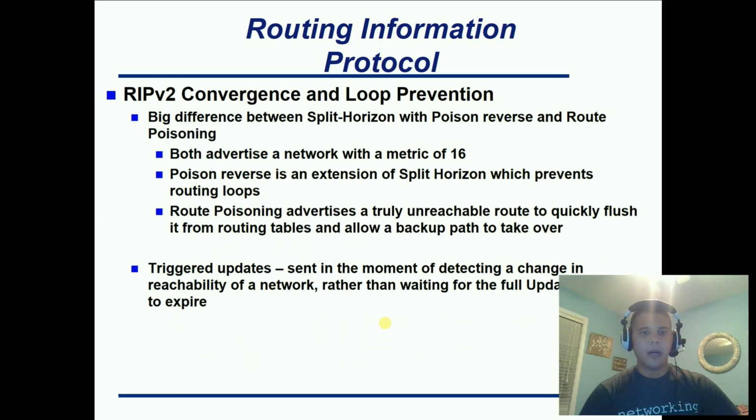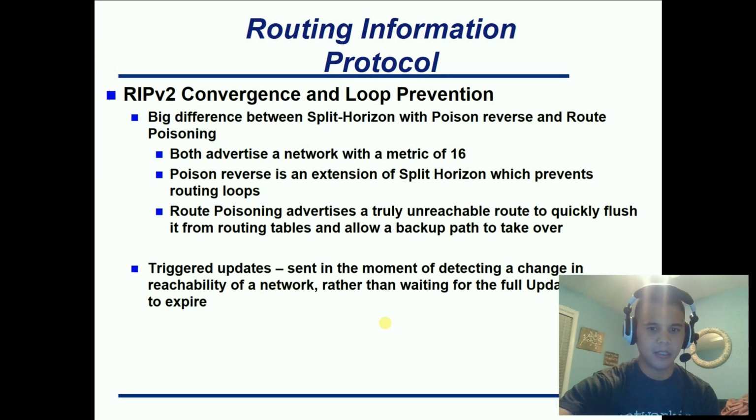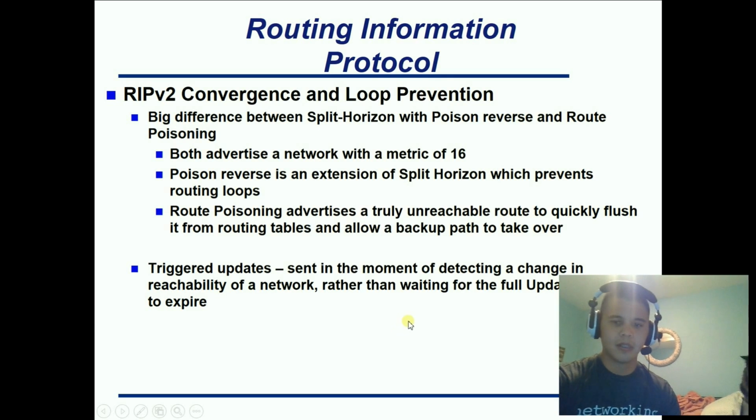All right. There is a big difference between split horizon with poison reverse and route poisoning. Both advertise a network with a metric of 16. However, poison reverse is an extension of split horizon, which prevents routing loops. Route poisoning advertises a truly unreachable route to quickly flush it from the routing table. So that's the big difference: poison reverse is to prevent routing loops, and route poisoning is rapid removal from the database.